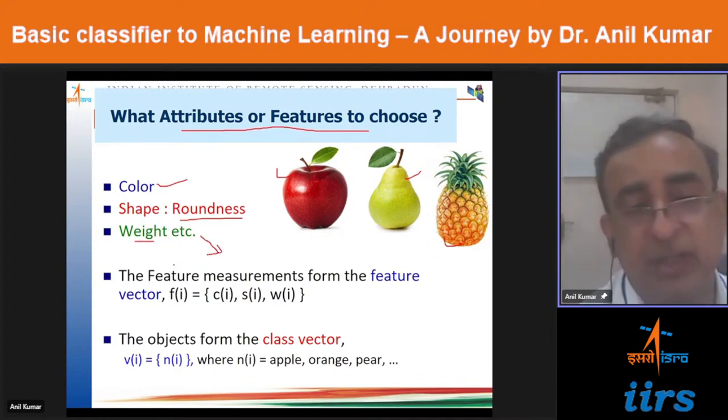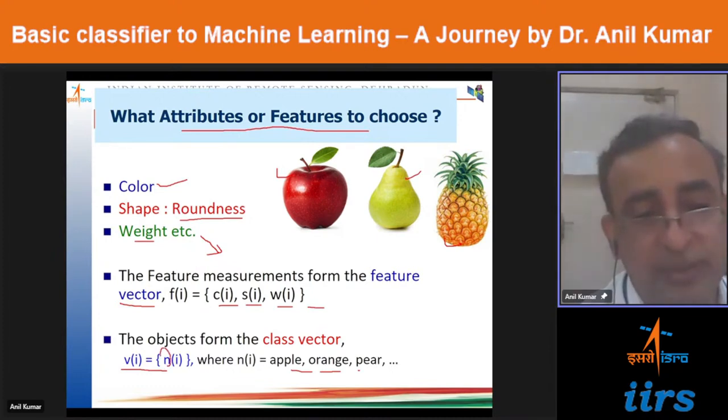So we can have here feature measurements from the feature vector. From the feature vector, we can have, say, color, shape, weight, and so forth. So we may have multiple objects, and the objects form the class vector. Here you can see the class vector where n is basically apple, orange, pear, and so forth. So here n is a specific object, and we can have different features of an object.